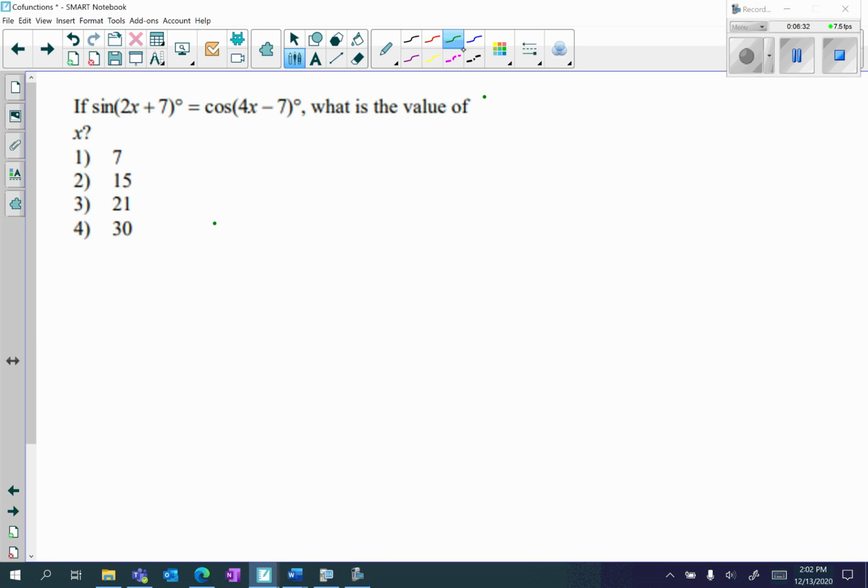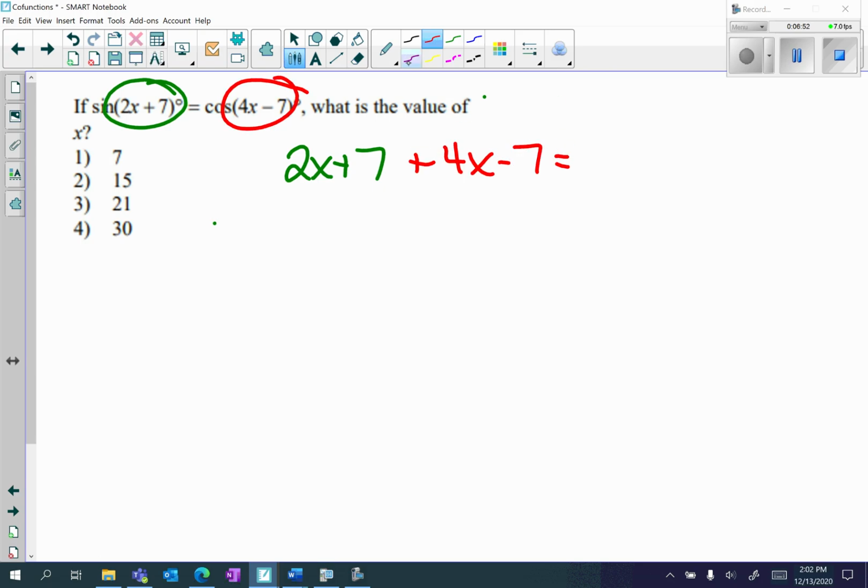Let's look at this question. If sine of 2x plus 7 degrees is equal to cosine of 4x minus 7 degrees, what is the value of x? Remember, these are complementary, which means they add to 90. So I'm going to take 2x plus 7, and I'm going to add 4x minus 7 to it, and equal it to 90 degrees, because remember, they're complementary.